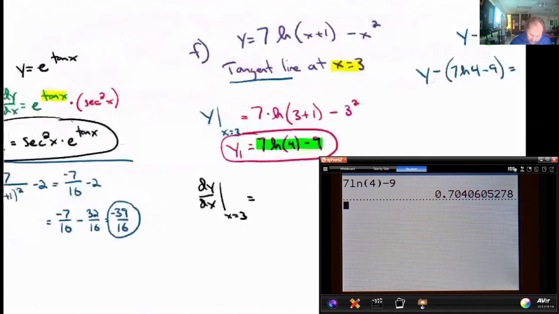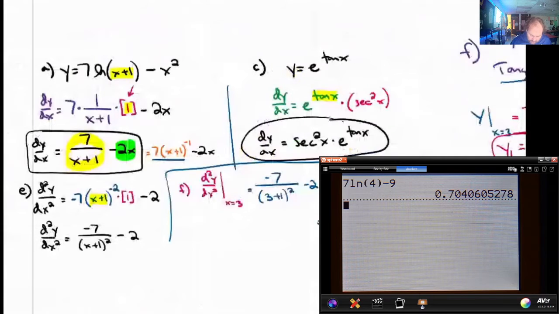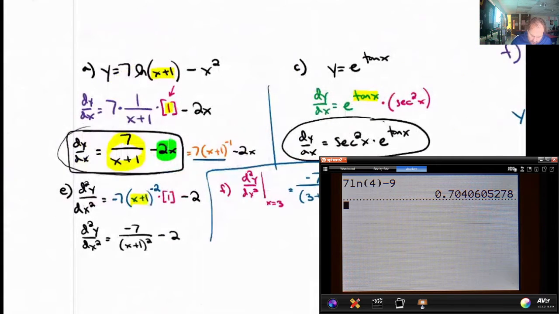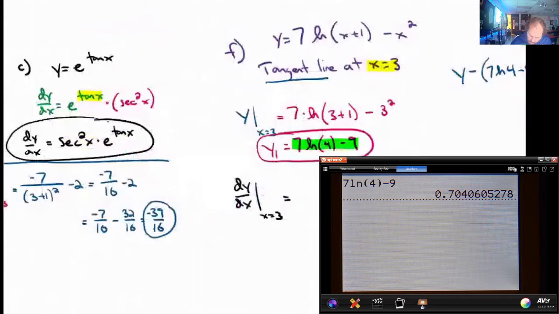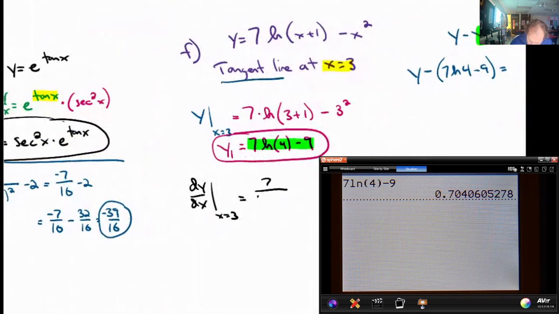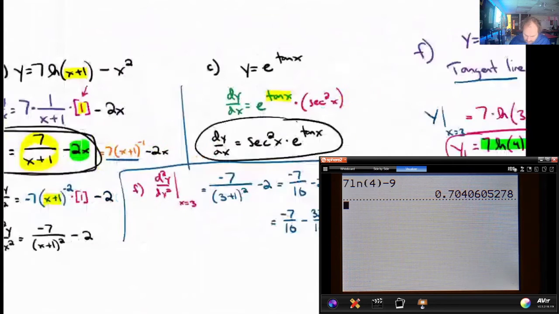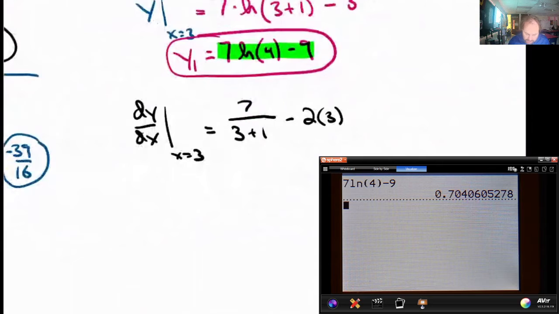And fortunately, we have the derivative formula right over here. It's 7 over x plus 1 minus 2x. So that is going to be 7 over 3 plus 1 minus 2 times 3. And double check, make sure I got that right. Yeah. And that'll be a little nicer than its original counterpart.